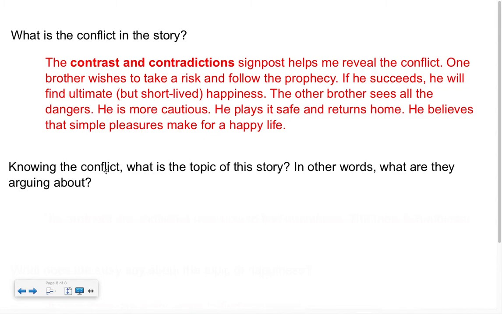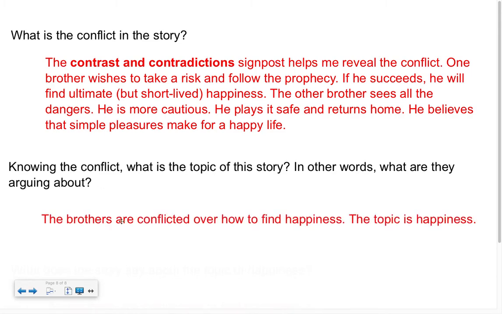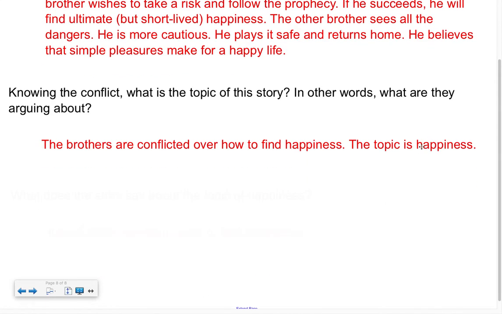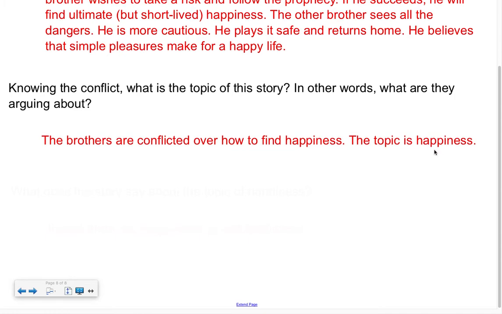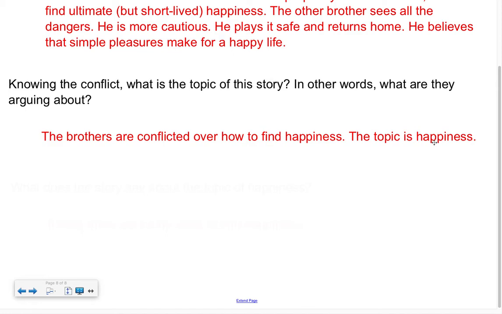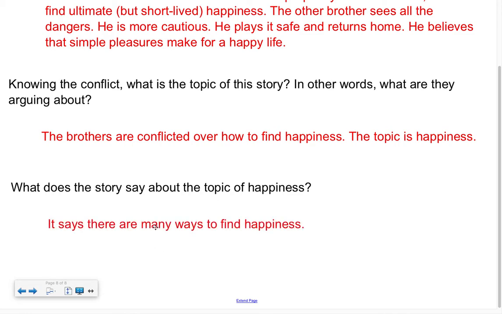Okay, knowing the conflict, what is the topic of this story? In other words, what are they arguing about? Well, the two brothers are conflicted over how to find happiness. So the topic in this story is happiness. Once we know the topic of the story, a single word, and it's happiness in this case, then we can find the theme. Because a theme answers this question: what does the story say about the topic of happiness? What is Leo Tolstoy, the author, saying about happiness in the story?